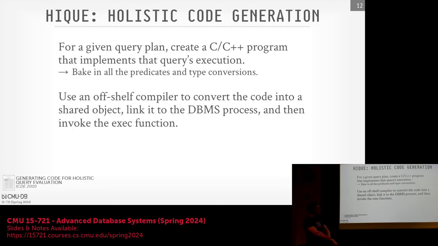So the first system in the modern era, I'll say the late 2000s, early 2010s, that would do code specialization or query compilation was this thing called Haiku. It was an academic system at the University of Edinburgh. What they would do is for any query that shows up, they would have C++ code in their system generate more C++ code. Then they would do a fork exec into GCC, which would compile it into a shared object. And then you would link that into the database system process.